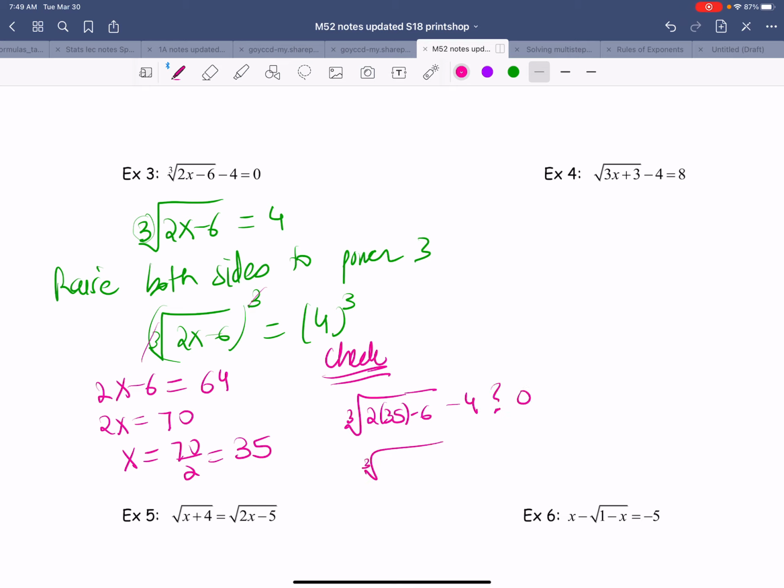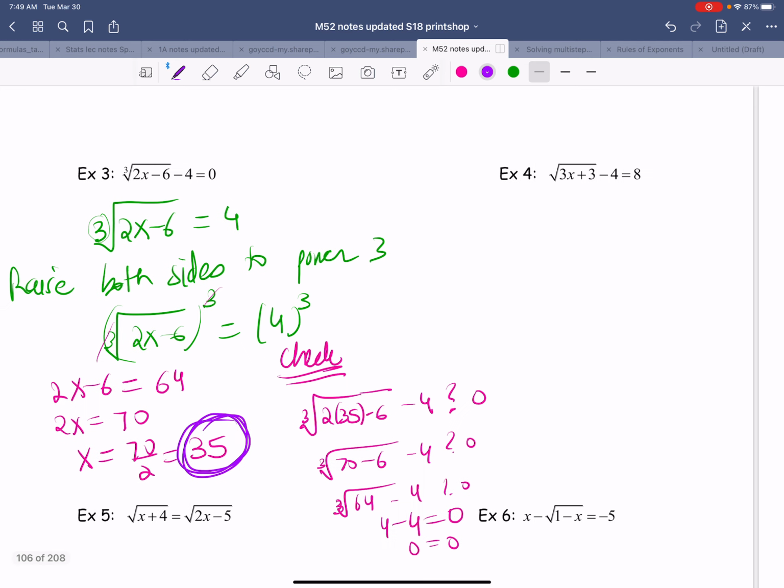So cube root of 70 minus 6 minus 4, that's cube root of 64 minus 4. Is that equal to 0? Yes, 4 minus 4 is equal to 0. So yes, this solution is correct, and I'm going to circle box x equals 35.